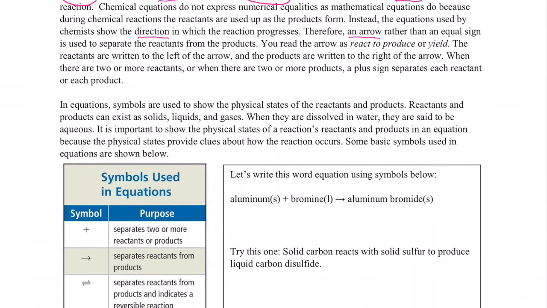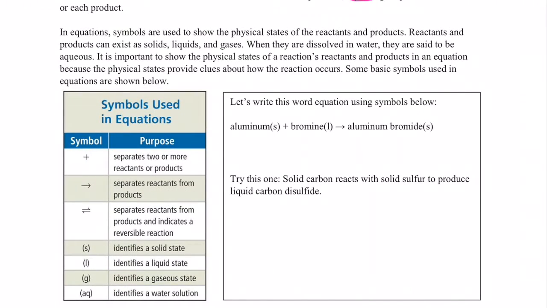You read the arrow as "reacts to produce" or "yields." So whenever you see an arrow in a chemical reaction, you're going to think of the words reacts to produce or yields. The reactants are written to the left of the arrow, and the products are written to the right of the arrow. When there are two or more reactants, or two or more products, a plus sign separates each reactant and product.